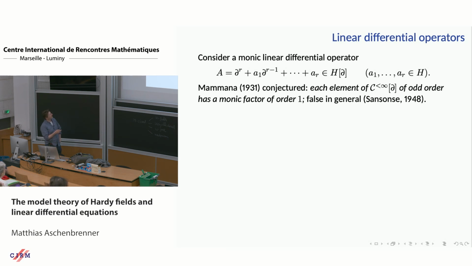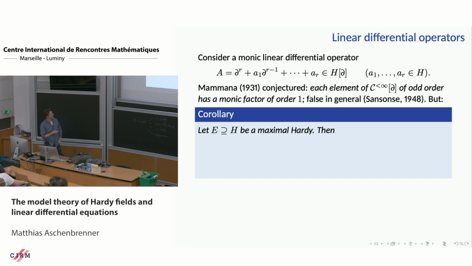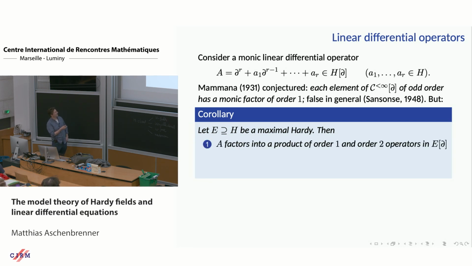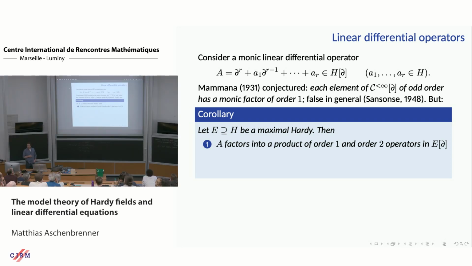Now, it's funny. If you look at differential operators in this ring, C less than infinity, there was actually a conjecture by Mammana, who conjectured that if this operator has odd order, then it should have a monic factor of order 1. In general, this is false, as it turns out, but in the Hardy field world, it's true. So if now you take a maximal Hardy field extension of H, then indeed it is true that it factors into a product of order 1 and order 2 operators. So if its order is odd, it has to have an order 1 factor. Over the complexification, this statement simply means that over the complexification of E, A factors as a product of order 1 operators.